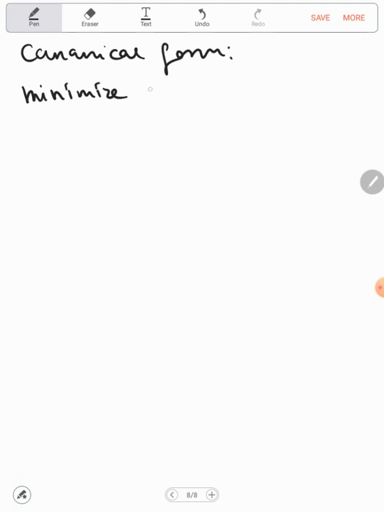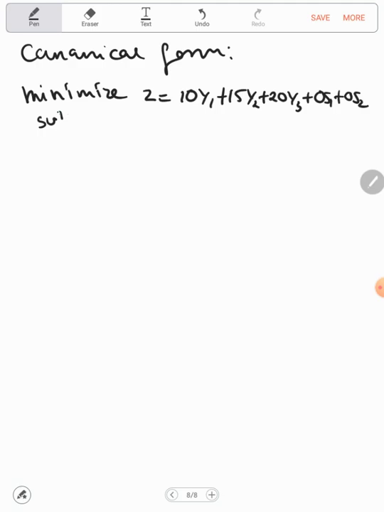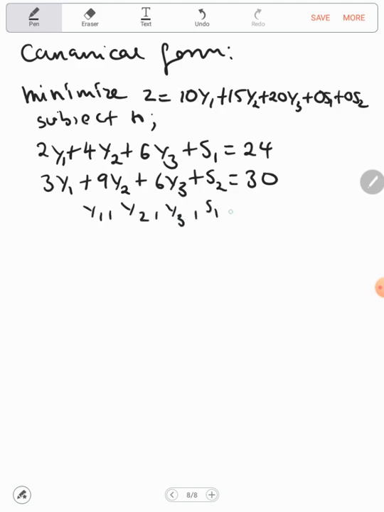So you have maximize z equal to 10y1 plus 15y2 plus 20y3 plus 0s1 plus 0s2, and then subject to the constraints: 2y1 plus 4y2 plus 6y3 plus s1 equal to 24, 3y1 plus 9y2 plus 6y3 plus s2 equal to 30. Then all these should be greater than or equal to 0. Now we can form the table.